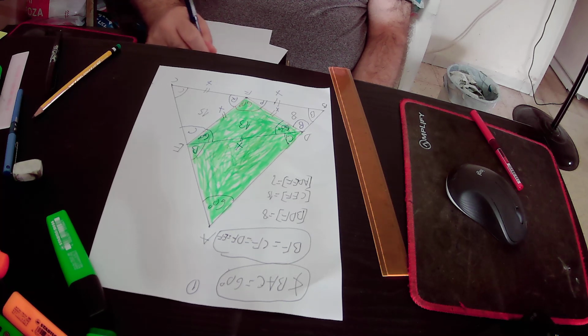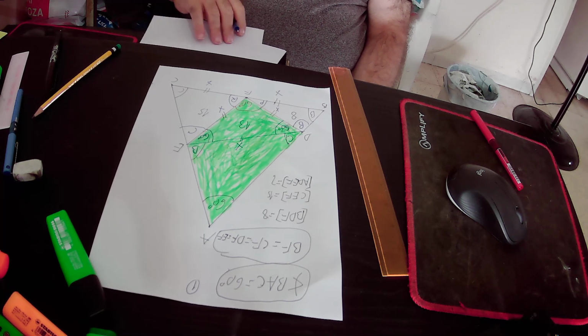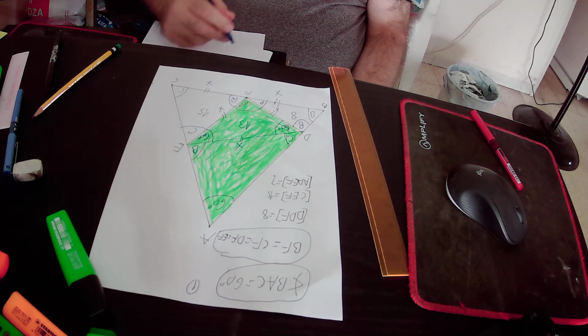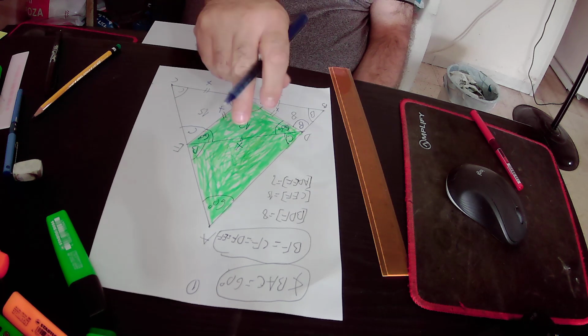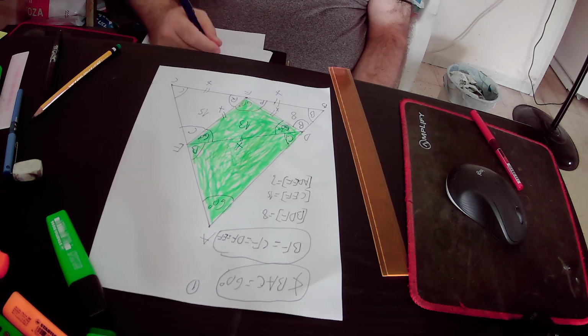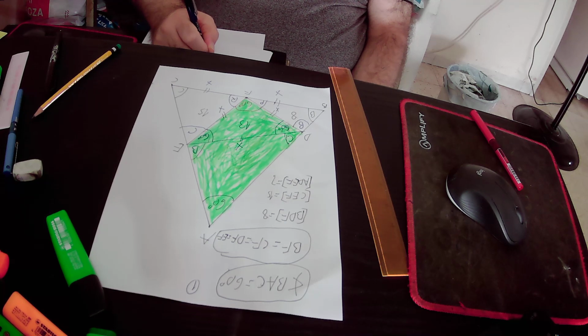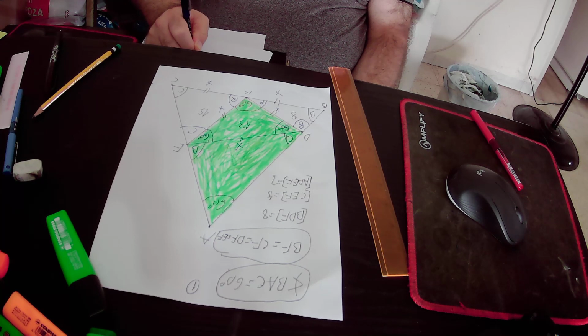Okay, but we have already found that the area of the quadrilateral BDEC equals 3 times the area of triangle ADE. The area of the quadrilateral BDEC equals 3 times the area of triangle ADE.